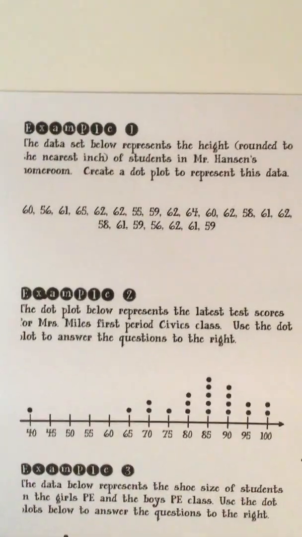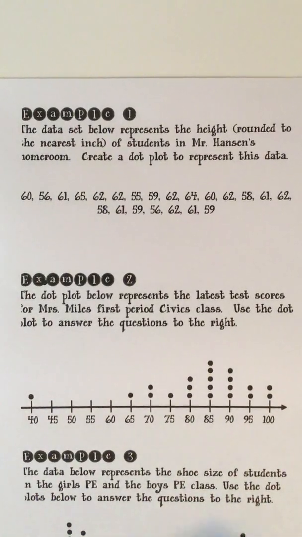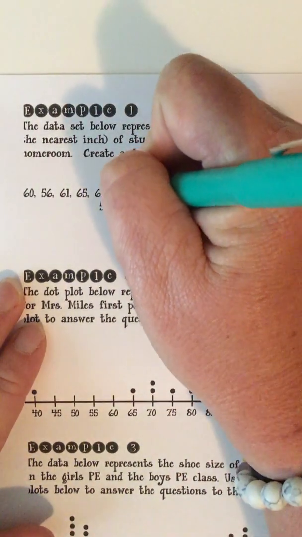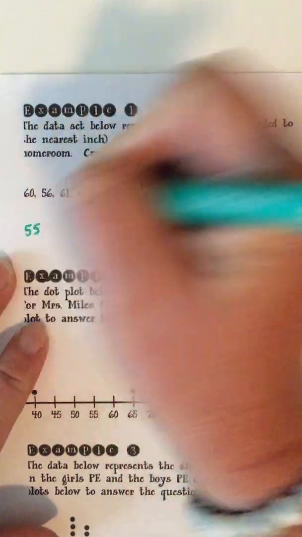So you have your data. Your situation is the data set below represents the height rounded to the nearest inch of students in Mr. Hansen's homeroom. Create a dot plot to represent this data. So what you're going to want to do first is look at your numbers, and you need to find the smallest number that you have, which is 55. And you're going to put it in order starting with that one. So you have 55.